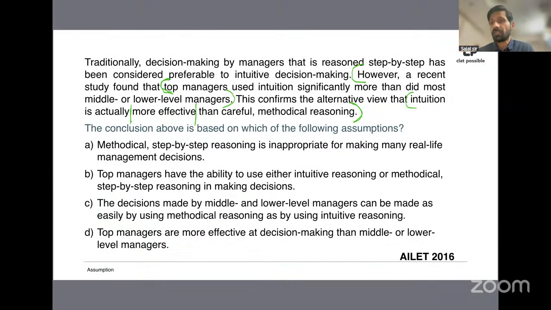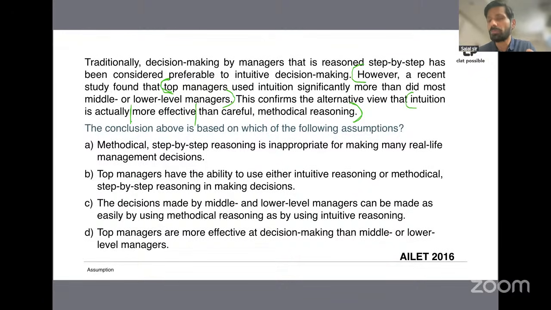It says intuition is more effective than methodical reasoning. How has the author concluded this? Because no such thing appears in the premise statement. In the premise statement, what we are given is that top managers use intuition more, right? But from that fact, the conclusion is drawn that it is more effective, right? So it becomes some new piece of information in the conclusion.